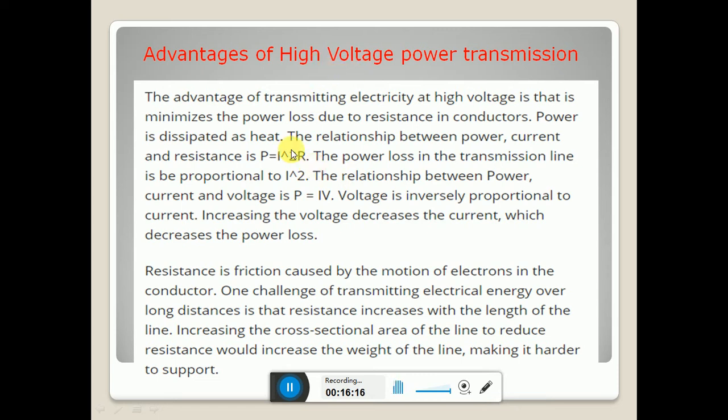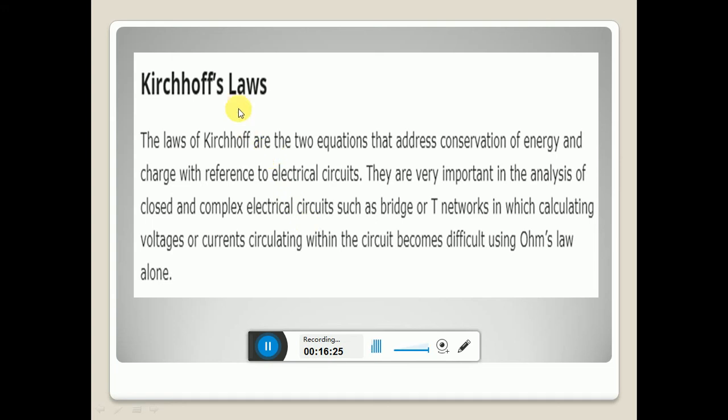That's why we can use high voltage power transmitting lines to reduce the power loss. Another part of this unit is Kirchhoff's laws. It is a very important part relating to this syllabus. Before going to study about the laws, we can go through the advantages of using these Kirchhoff laws.